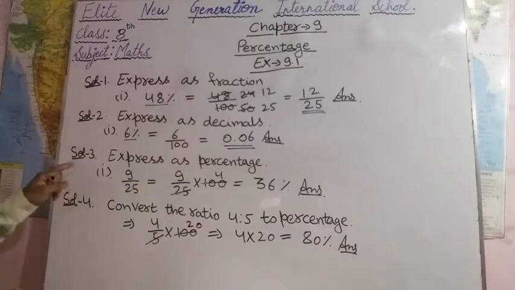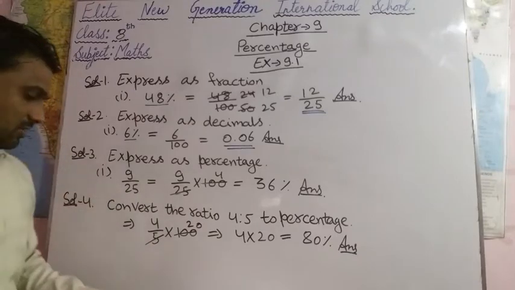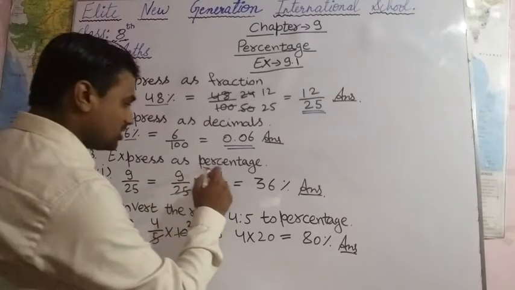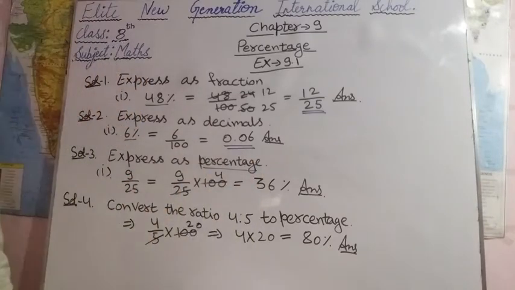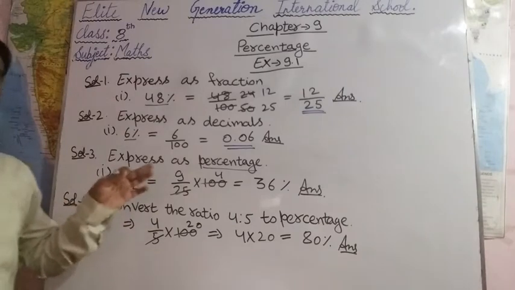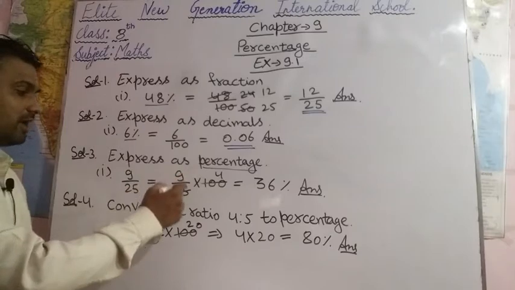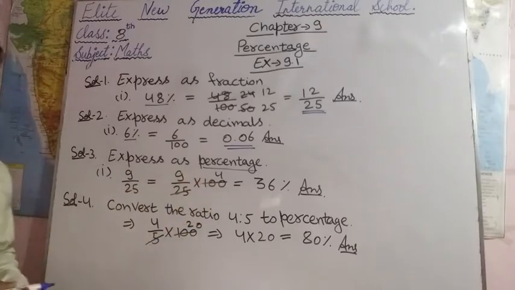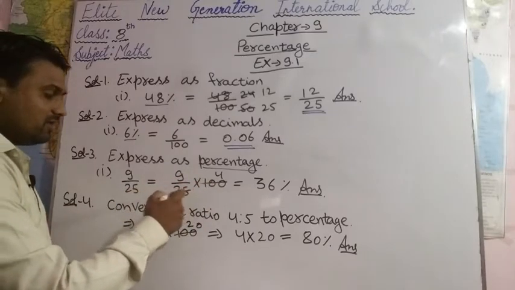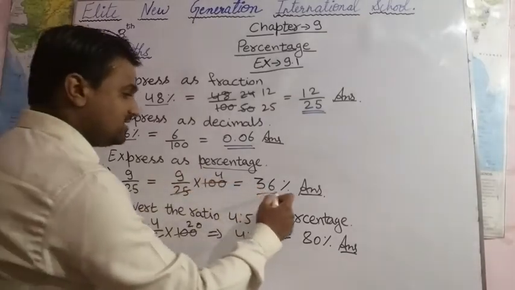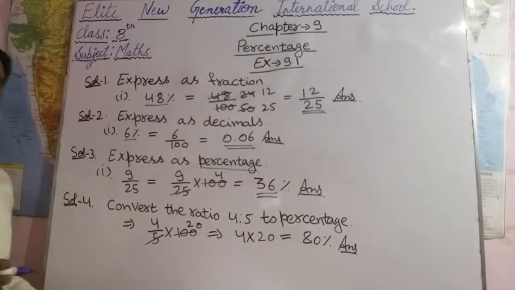Now after this, see question number 3. In question number 3 we have to express the following as percentage. For expressing in percent we have to multiply by 100. So we have 9 upon 25, and 9 upon 25 will be multiplied by 100. When we cancel, 25 will be cancelled 4 times. So 9 into 4 will be 36%. So the answer will be 36%.